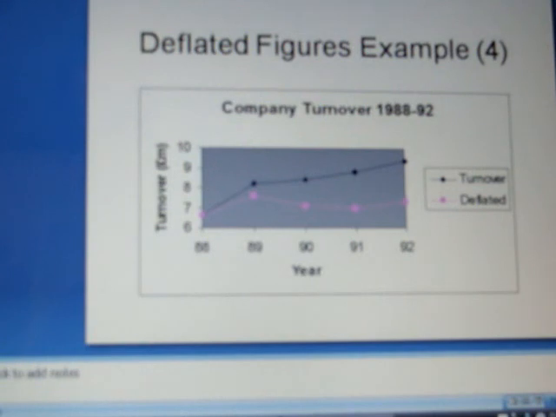We can plot this data by means of a line chart using Excel, and can notice the difference in the actual, the given, and the deflated turnover.